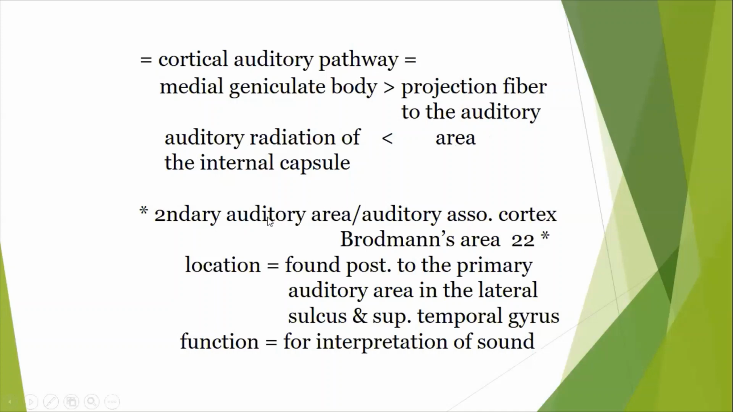The second auditory area, or your auditory association cortex, or your Brodmann's area 22, is found posterior to the primary auditory area in the lateral sulcus and the superior temporal gyrus. This is for interpretation of sound, your secondary auditory area.